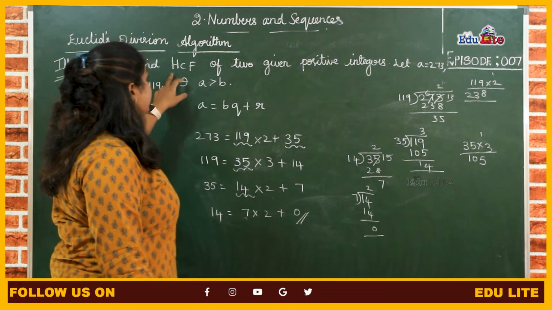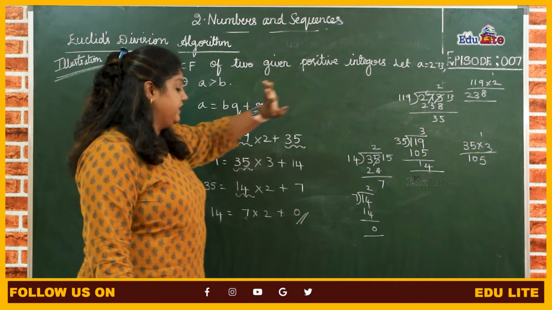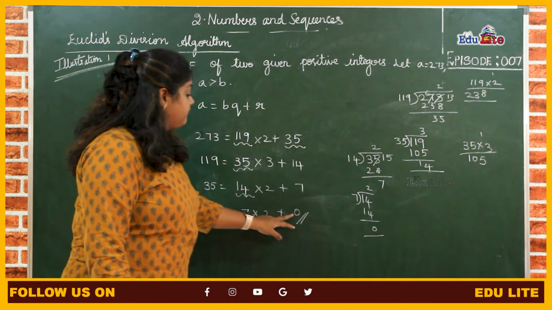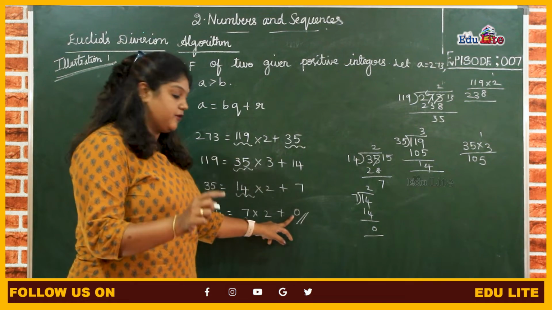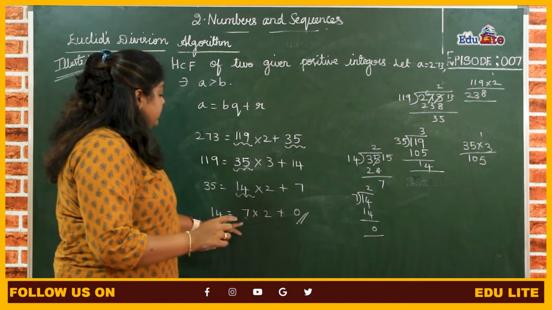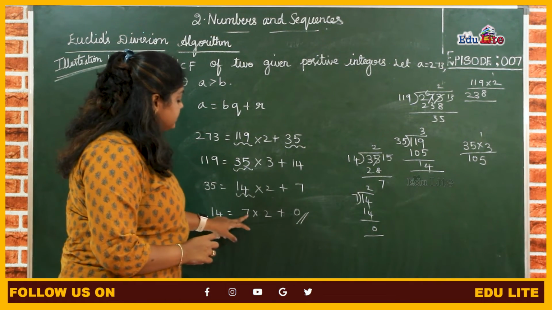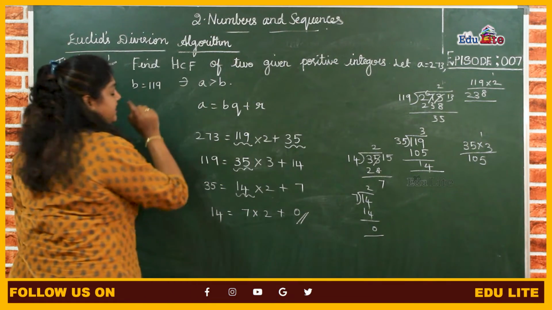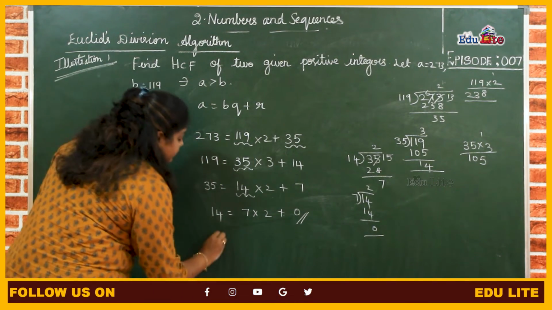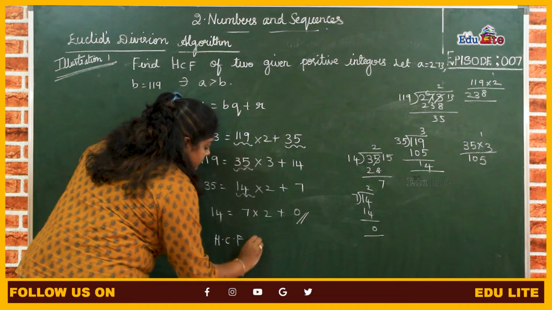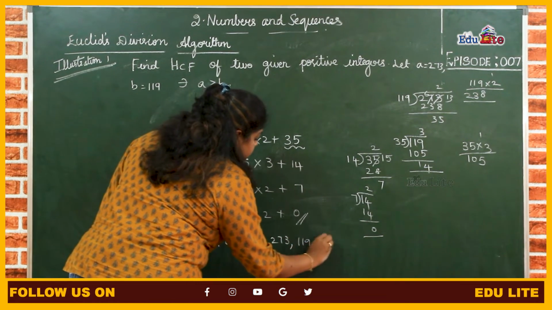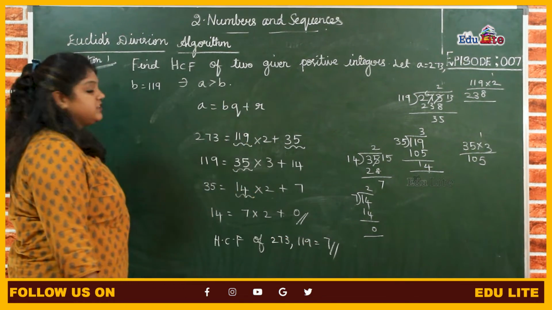Now we are asked to find the HCF of the two given positive numbers. When we get a remainder of 0, at that point, what is the divisor we have? 7. So the HCF of 273 and 119 is 7. So this is how we proceed with Euclid's division algorithm.